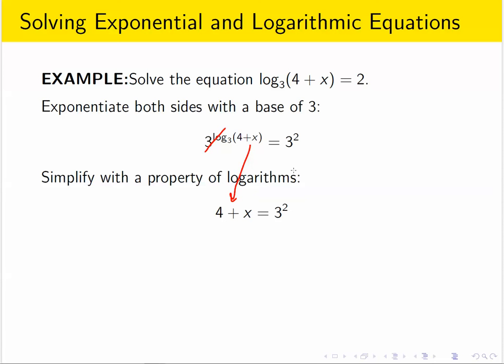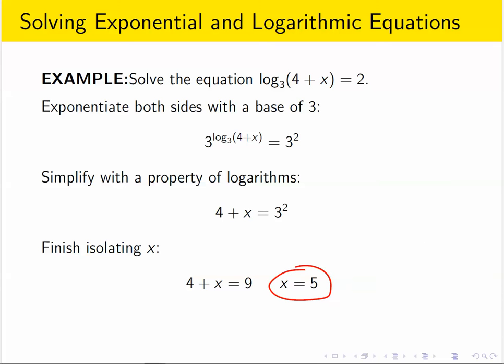On the right side we have 3 squared, which of course simplifies to 9. And we can finish isolating now. If we subtract 4 from both sides of the equation, we get the exact answer, x equals 5.